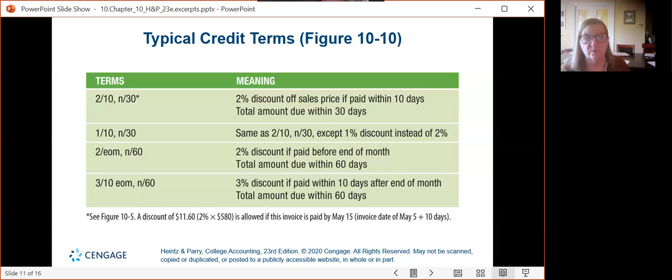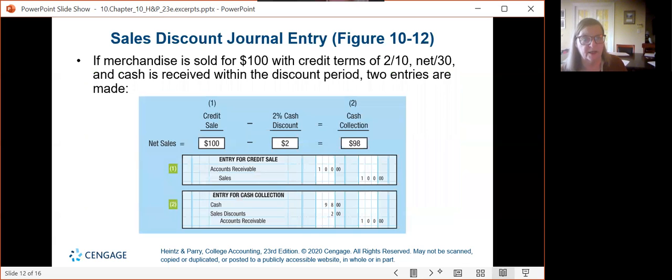All right, so we don't record that under the gross method until the payment's made. And then we look at the day the payment's made to see if they're within their discount period. And if they are, we're going to give them credit for it and credit their account. So what happens is, if the merchandise is sold, this is an example we're going to use. If the merchandise is sold for $100 with credit terms 2/10, net 30, and cash is received within the discount period, so within 10 days, two entries are made.